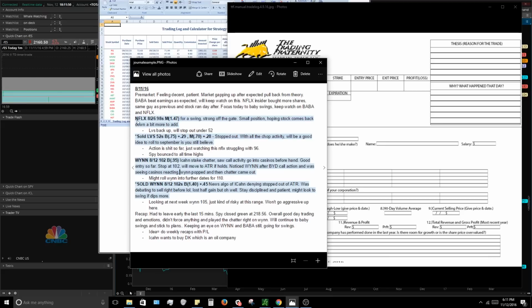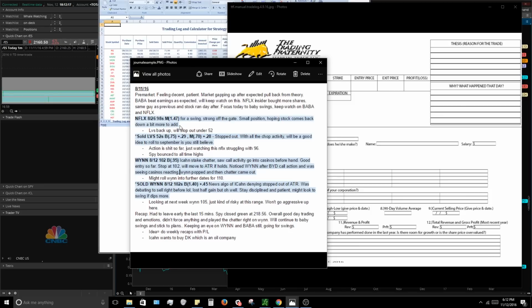But anyways, I like to write down the contract. I do manage multiple accounts, so I have initials for each account. I noted here it's for a swing, strong out of the gate, small position, hoping the stock comes back down a bit more. So I do write down my trade, and you already know by reading the pre-market the reason why I got into the trade in general.